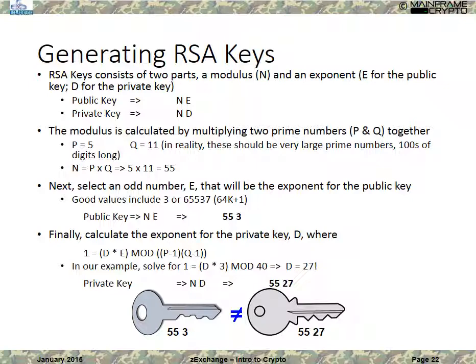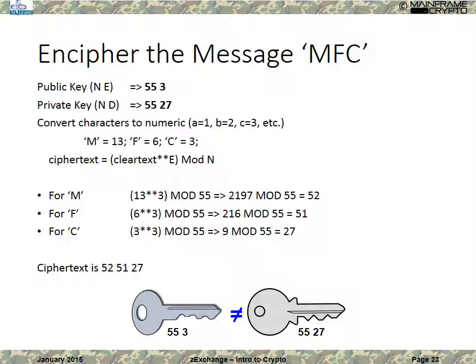On slide 23, if I want to encrypt a message, I'm going to use the message MFC. When I worked for IBM, I used the message IBM, but now I'm using MFC for mainframe crypto. The first thing I need to do is translate those character values into numerics. For simplicity, I'm just going to use the letter of the alphabet. So M is the 13th letter of the alphabet, F is the 6th letter, and C is the 3rd letter.